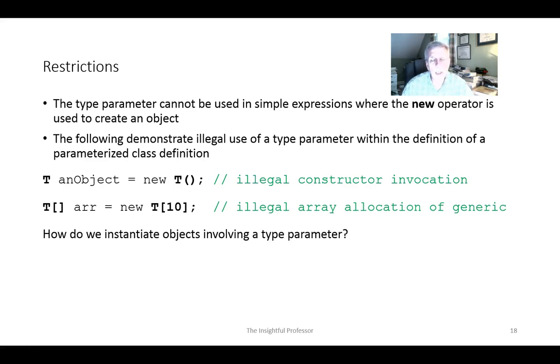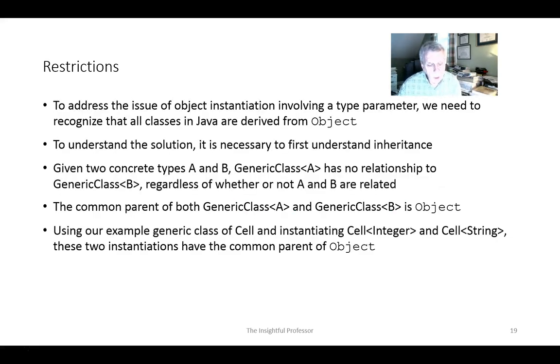So how do we instantiate objects that involve a type parameter? That's a good question. So let's take a look at it. We need a little bit more background information. Every time I give you an explanation, I provide a little background so you better understand it rather than simply saying, do this, don't do that. So in order to understand our current dilemma of being able to instantiate objects with a type parameter, let's first look at an issue that's associated with Java in terms of how it implements generics.